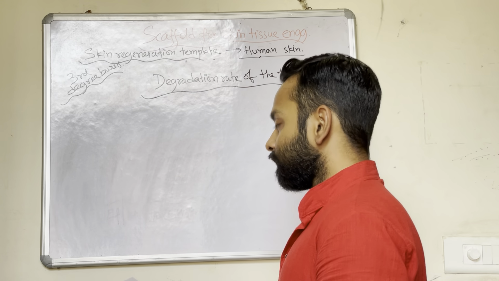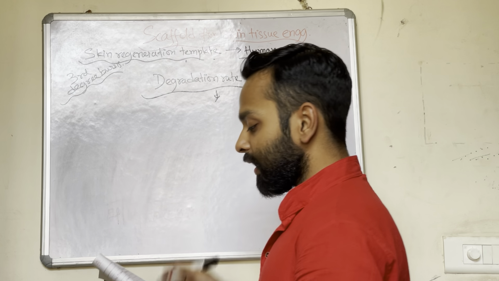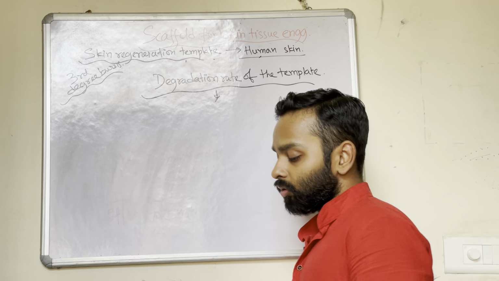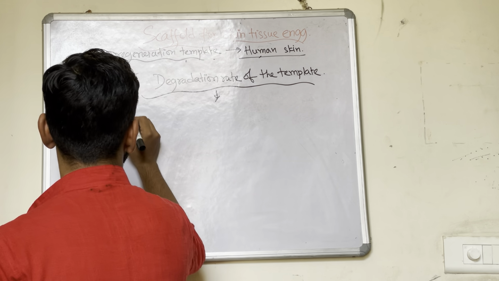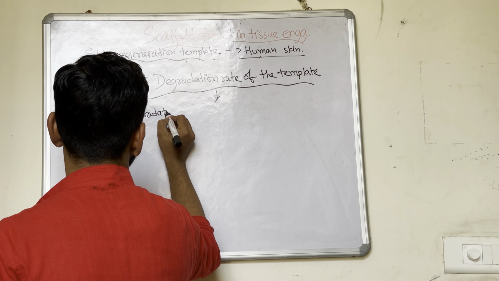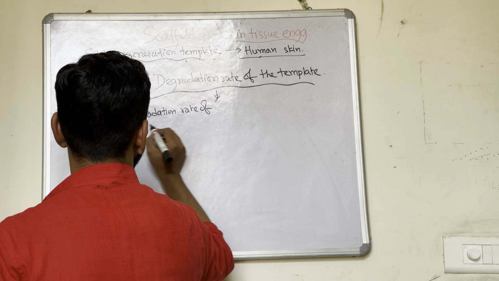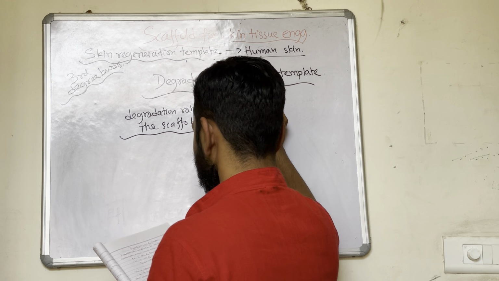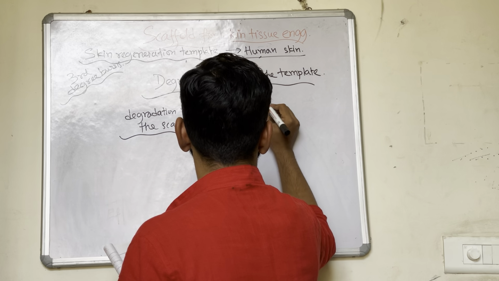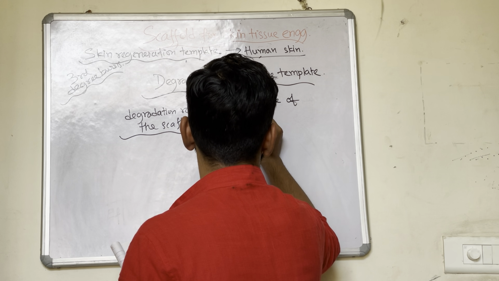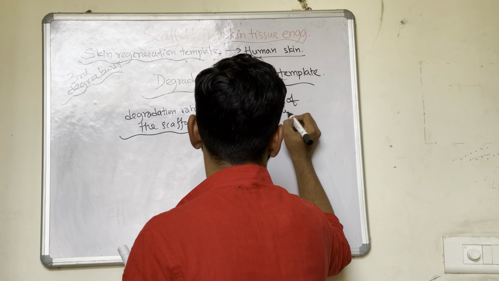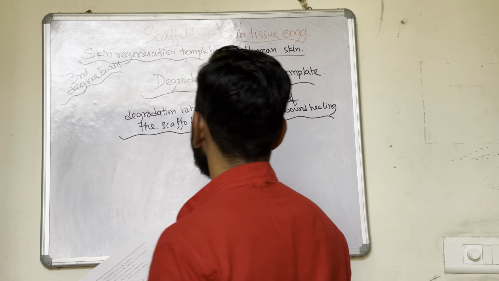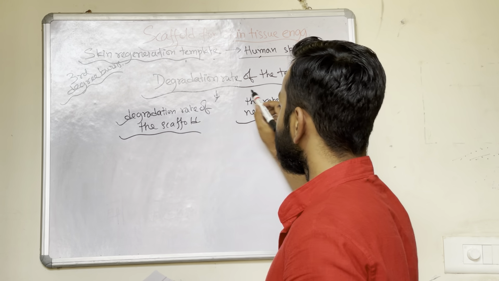If we take the example of this skin regeneration template, then the degradation rate will be found to be optimal when tuned to the appropriate normal wound healing rate. So there will be a correlation between the degradation rate of the scaffold and the rate of normal wound healing, or tissue regeneration.